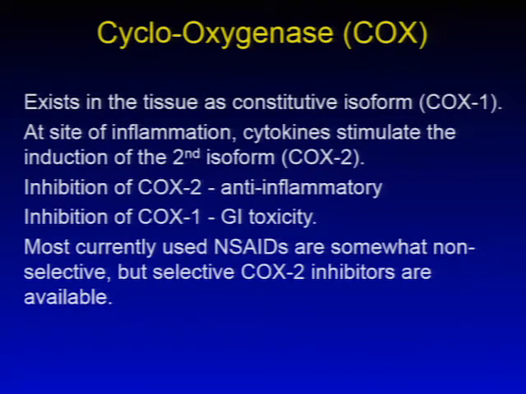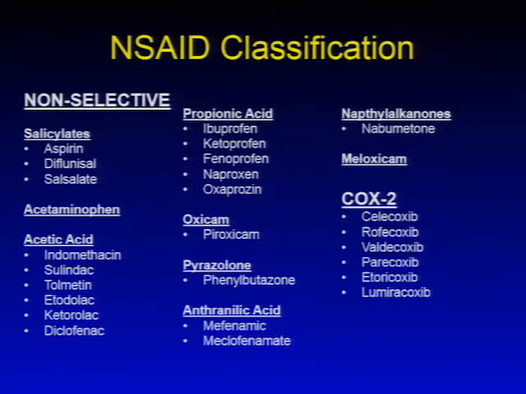So in discussing this, it's important to touch on the cyclooxygenase enzyme. It exists in tissue as a constitutive isoform, COX-1. At the site of inflammation, cytokines typically stimulate the induction of the second isoform, COX-2. So inhibition of COX-2 is beneficial in the sense that it's anti-inflammatory. Inhibition of COX-1 runs the risk of GI toxicity. Most currently used NSAIDs are somewhat non-selective, but selective COX-2 inhibitors are also available.